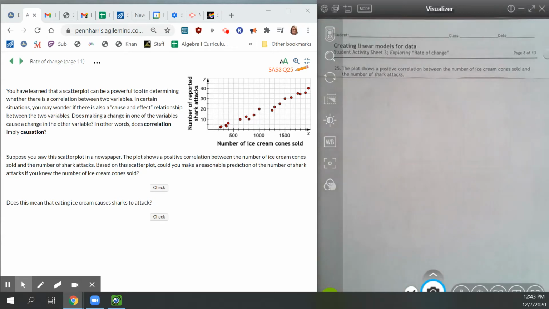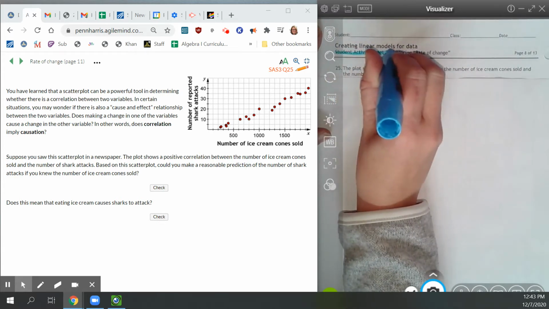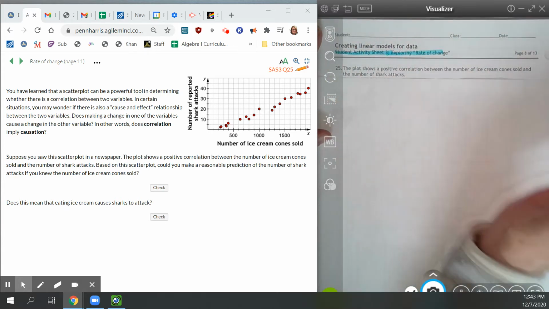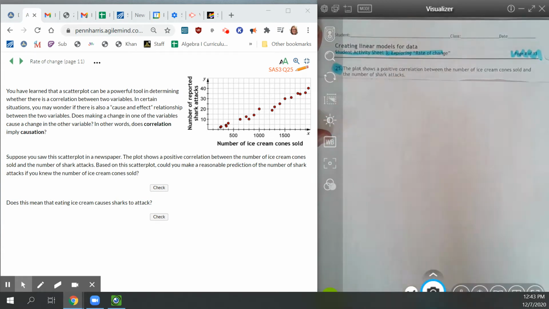All right, guys. Again, doing things a little bit different here. We are skipping student activity sheet 2. I am jumping to student activity sheet 3, exploring rate of change. We're on page 8 of 13, question 25. Okay, so we're making some changes. So if you need to turn to that page, let's go ahead and get there.